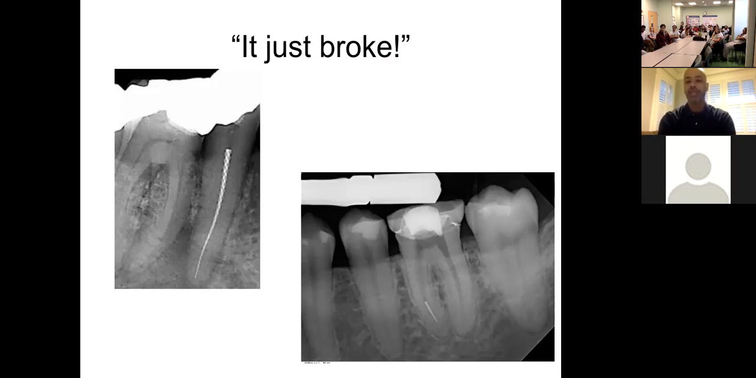All right, this one is the one that probably scares you the most, right? Other than perforations, it's the file separation. Has this happened to anybody in the room? All right, at least some people are willing to admit it.